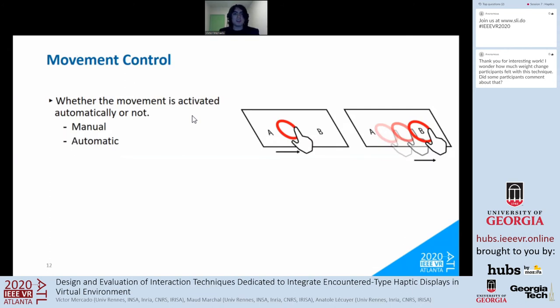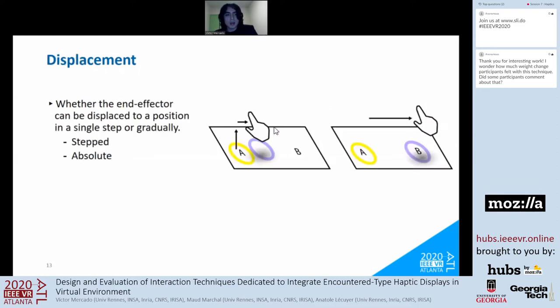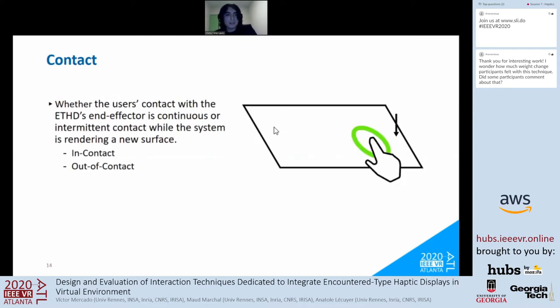The other one is movement control. Once the ETHD begins to displace, do we want that to happen automatically, or do we need to manually tell the system, go to this position or go to another position? And we also have displacement. If the displacement is going to be absolute, it's going to be reached in only one step, or for getting from position A to position B, you're going to achieve that in little steps or increments. But we also consider contact with the surface. Do we want the users to always have contact with the surface while it's rendering, or do we want users to be able to take contact away from the contact area?